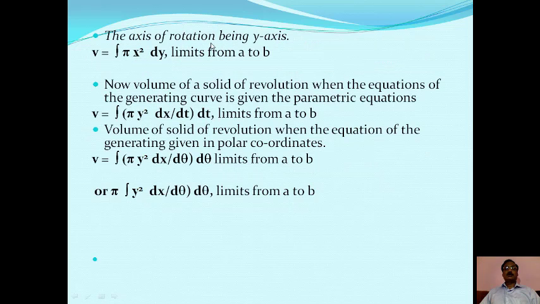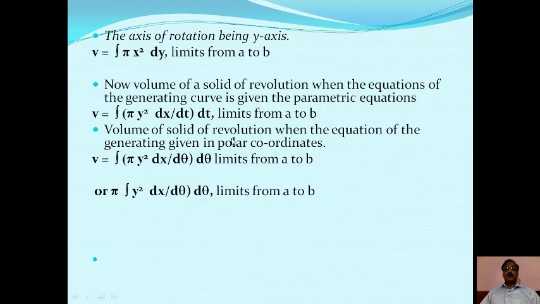Sometimes if the rotation is given about the y-axis, then V equal to pi x square dy, and limits depend on the value of y. Now volume of a solid of revolution when the equation of the generating curve is given in terms of parametric equations: V equal to pi y square dx over dt into dt, limits from a to b.